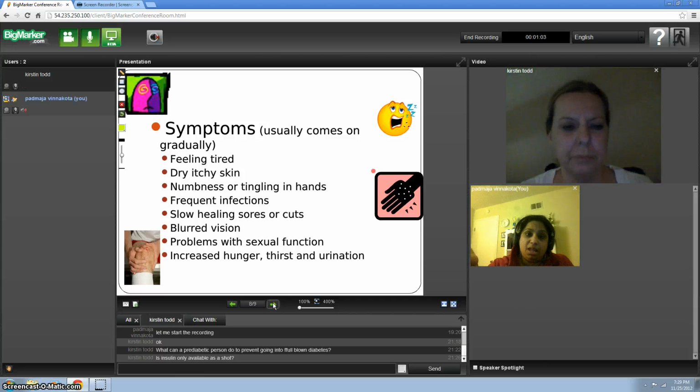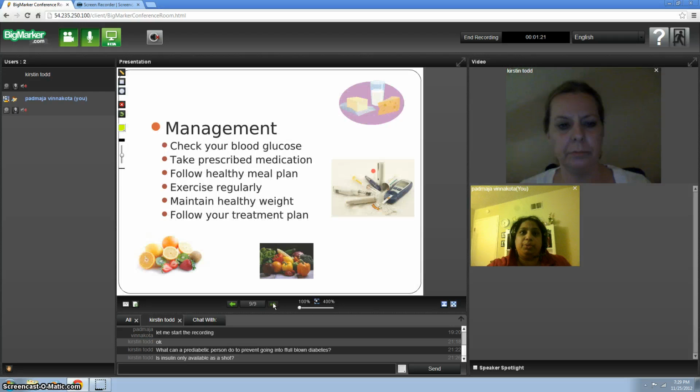You could have blurred vision, and there's problem with sexual function, and there's increased hunger, thirst, and another major indication is frequent urination. So if you have any of these symptoms or all of these symptoms, it's a good idea to consult with your physician, because these symptoms might be common, but they do tell a lot about what is going on with your body.